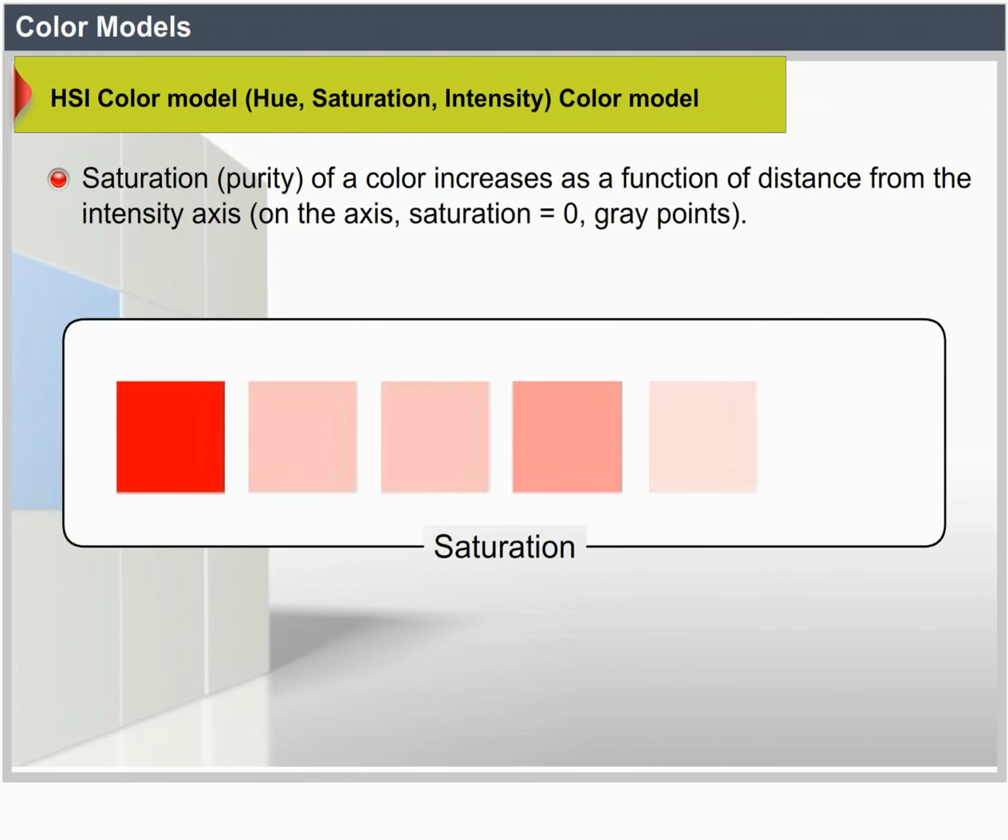Saturation, the purity of a color, increases as a function of distance from the intensity axis. On the axis, saturation equals 0, gray points. The figure shows the conceptual relationship between RGB and HSI color models.